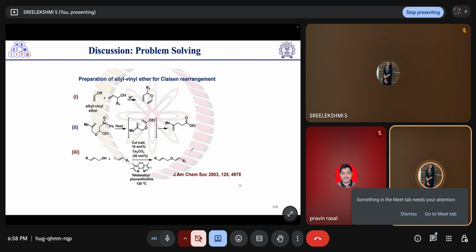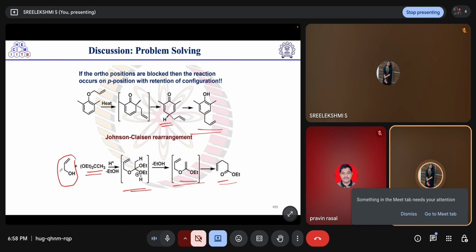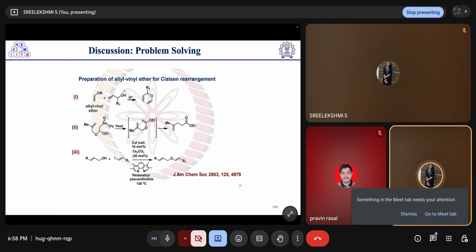So how can we prepare this kind of allyl vinyl ether for use in this Johnson Claisen rearrangement? If we start with this alkyl vinyl ether and use this kind of compound in the presence of an acid catalyst, we will get this type of product. Another possibility is by using this selenoxide type of compound and heating it, it will give this particular intermediate by elimination of this group, and from this we can get this by [3,3] sigmatropic rearrangement.